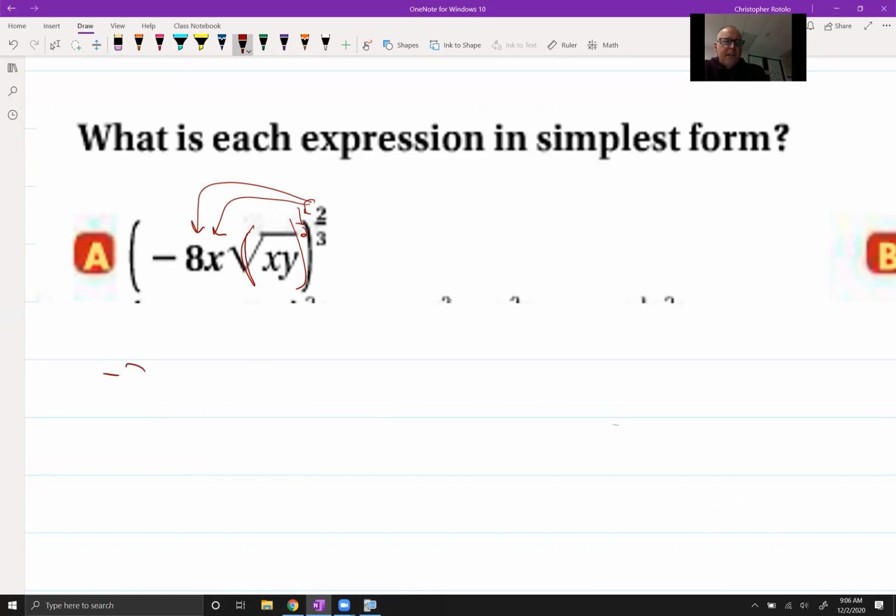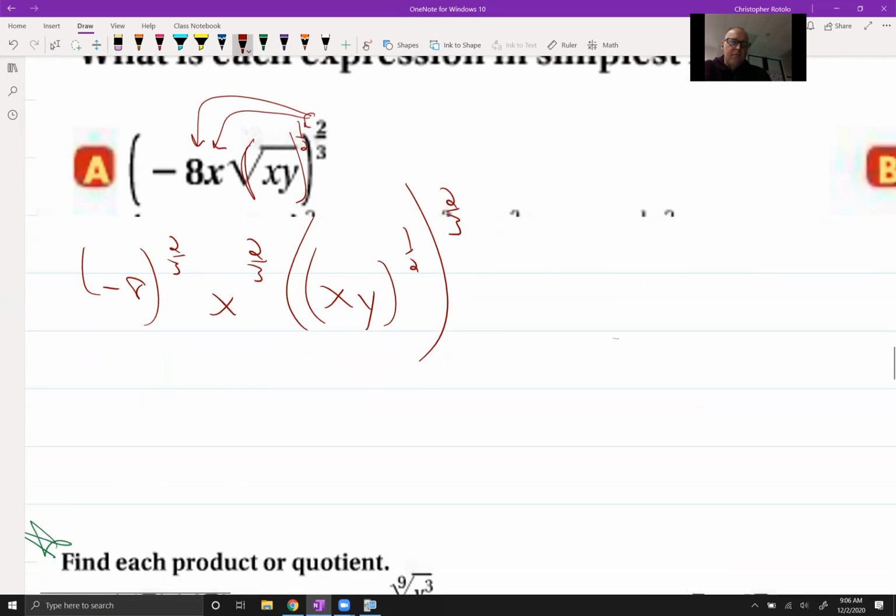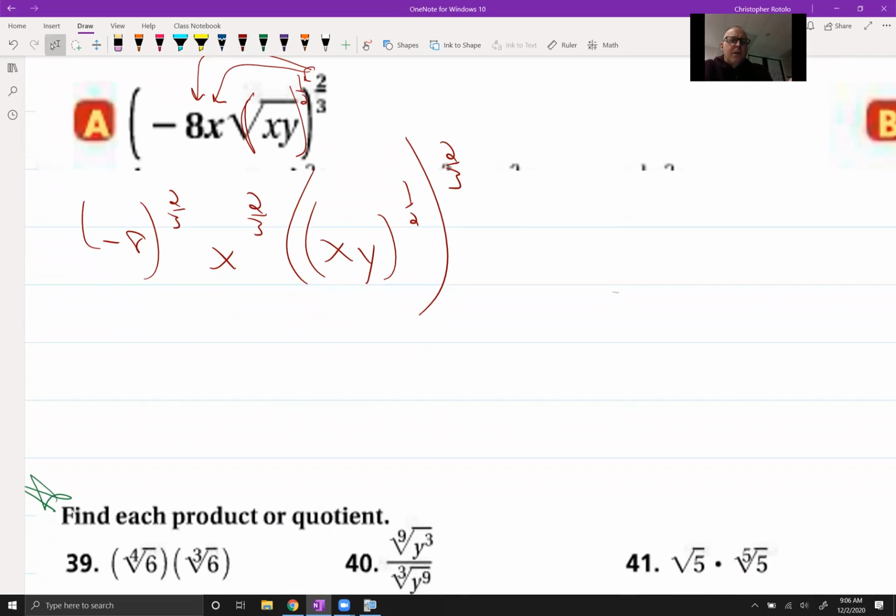So here's what I need. I need -8 to the 2/3. I need x to the 2/3. I need xy to the 1/2, and I'm going to take that to the 2/3. That looks crazy. All right. So a couple things we have going on here. Let's get rid of the number and be done with that because I want to get that off the table, as the other stuff has a little bit more work.